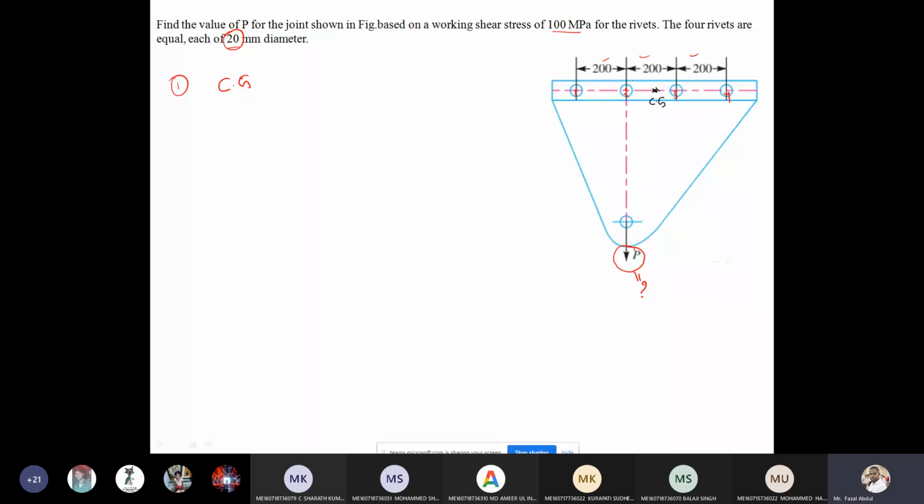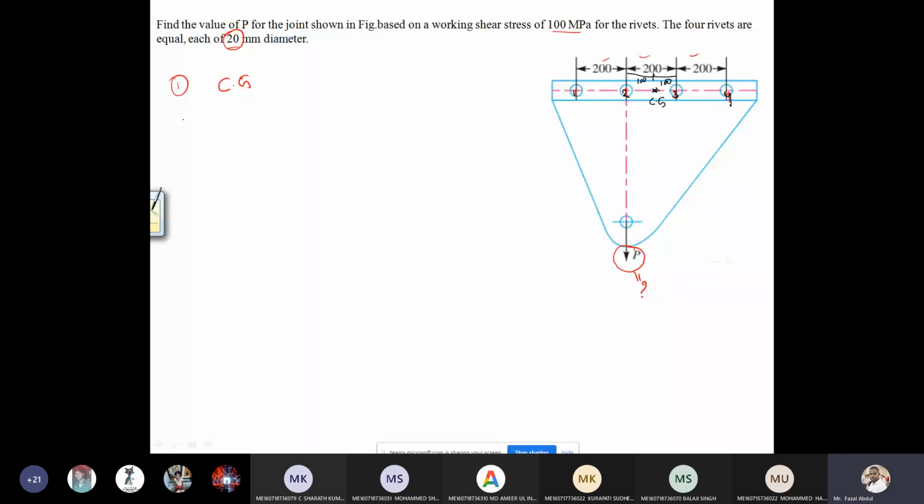From here to here 200, from here to here 100, from here to here 100, and total 200. Okay, giving the names: first rivet, second rivet, third rivet, and fourth rivet.